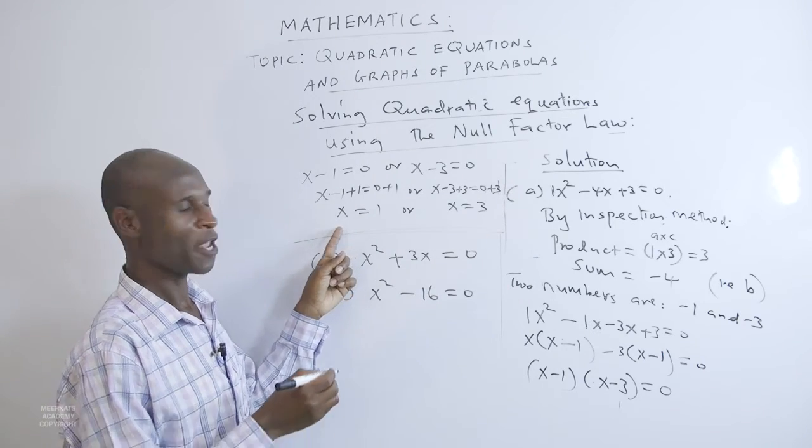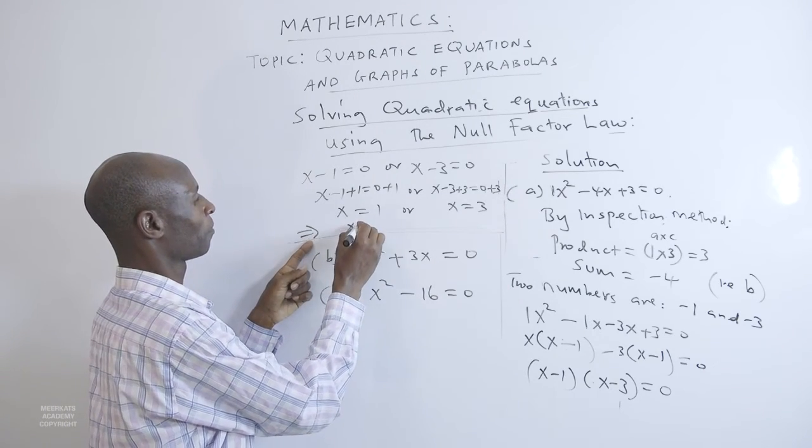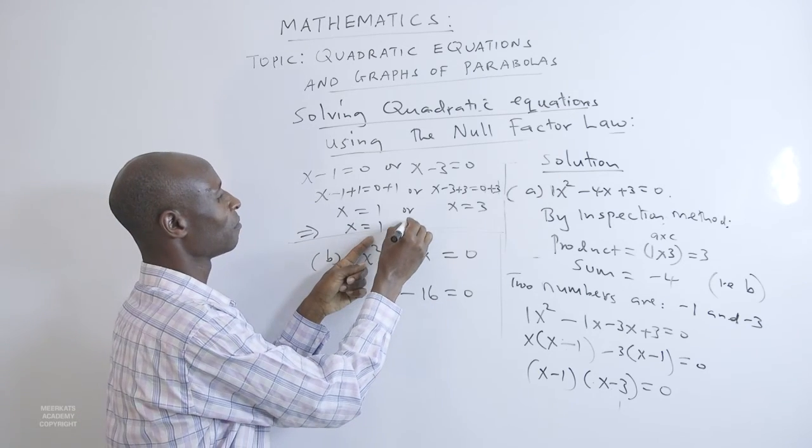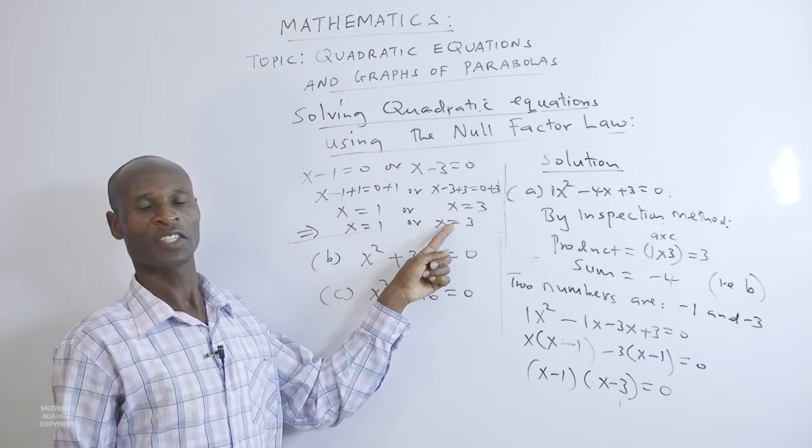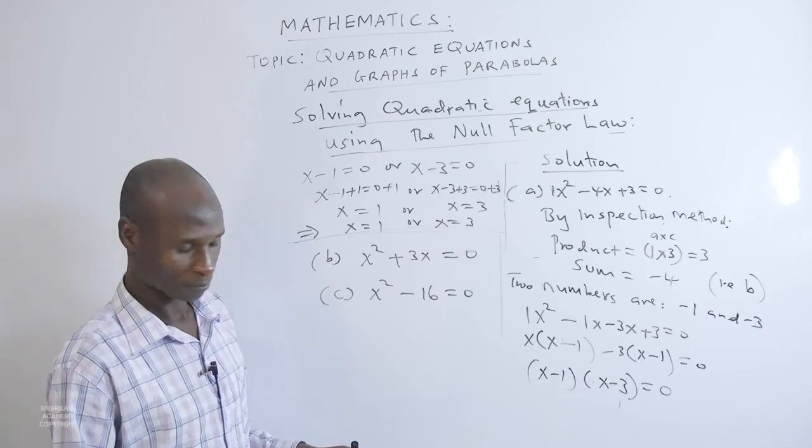So the solution will be x is equal to 1 or x is equal to 3 for that linear factor.